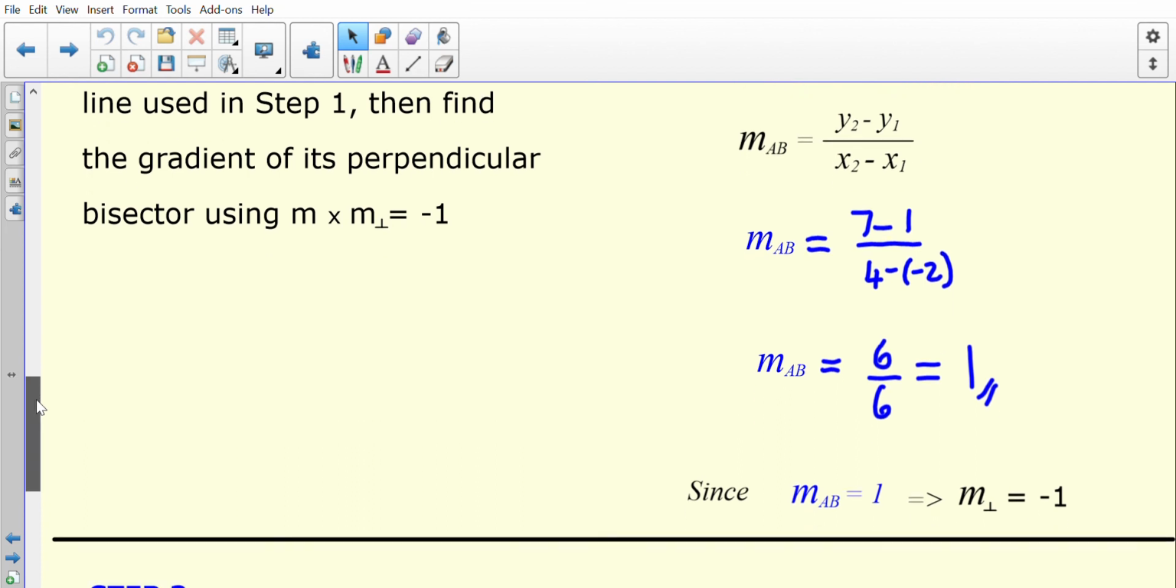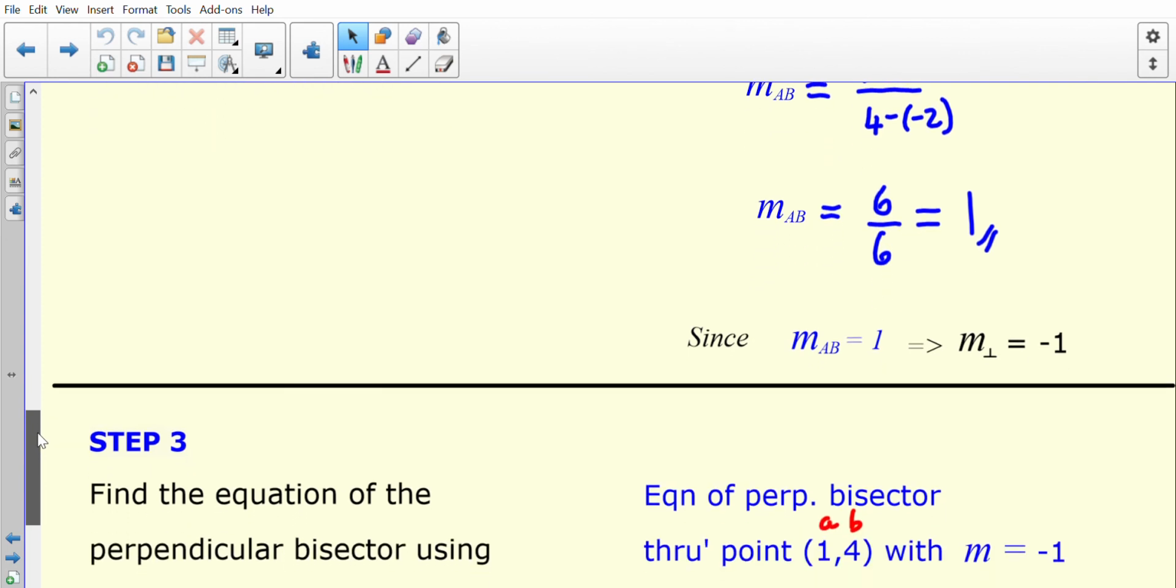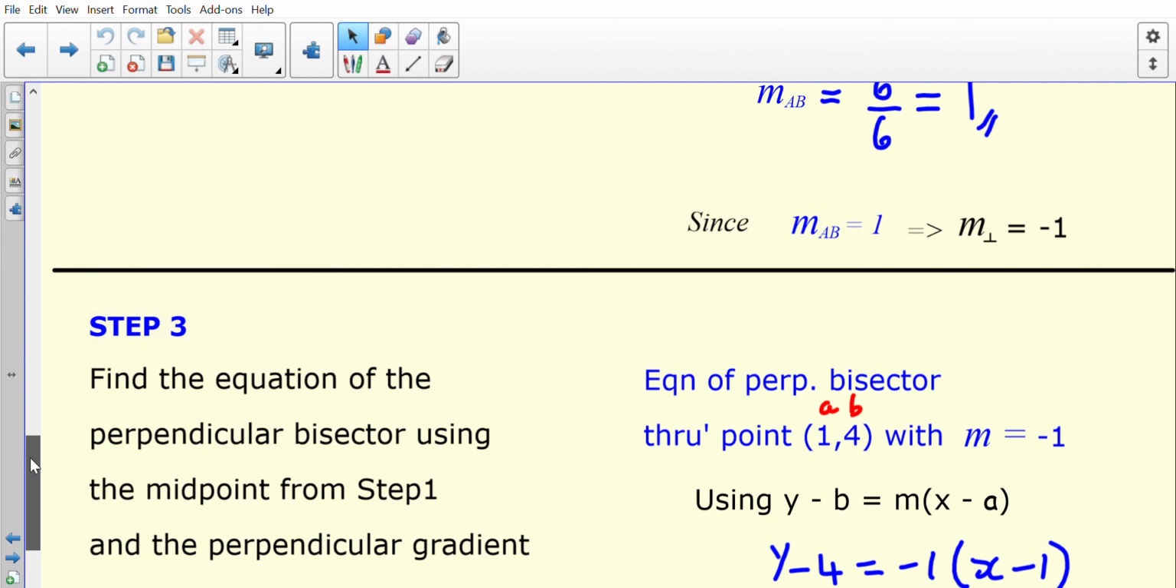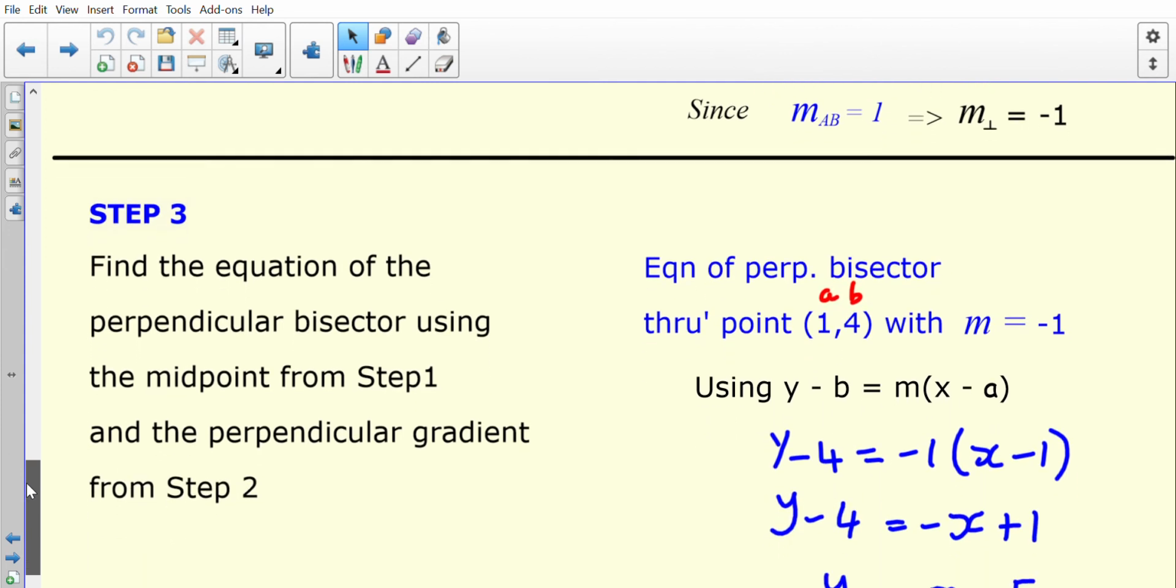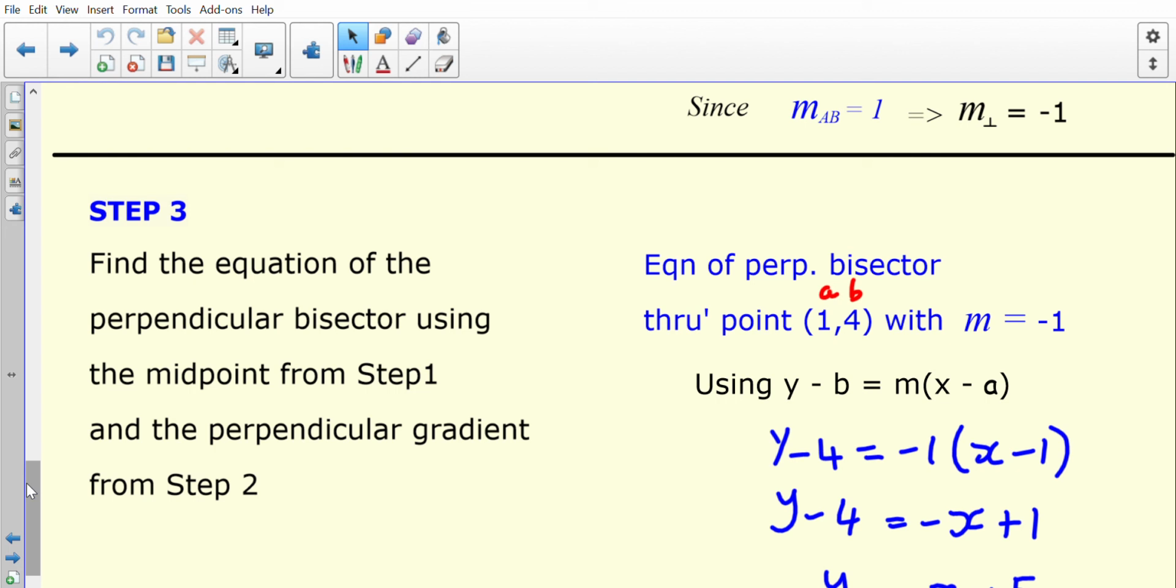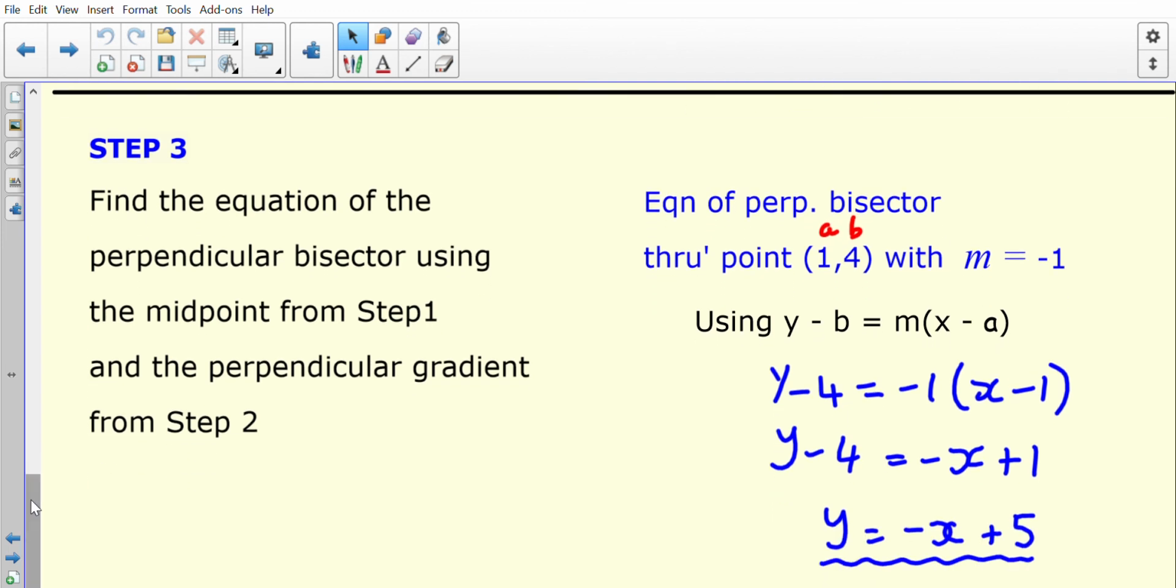So you've now got a gradient and a point. The point is the midpoint, you found (1, 4). The gradient of the perpendicular bisector is -1. You're then at this point where you can put it into y minus b equals m times (x minus a). Substituting in to get y minus 4 equals -1 bracket x minus 1. Then expanding out and tidying it up, you get y minus 4 equals -x plus 1. And if you add 4 on each side, you get y equals -x plus 5.